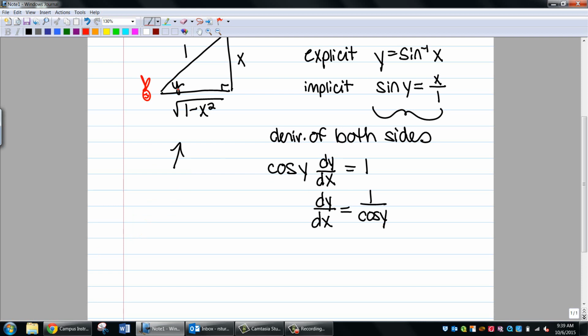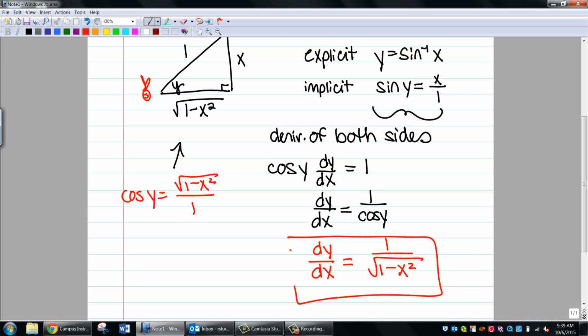So the cosine of y would be the adjacent, square root of 1 minus x squared, over the hypotenuse 1. Well, unfortunately, this is 1 over cosine y, which means we need to take the reciprocal of this. So that means dy dx is 1 over the square root of 1 minus x squared. And that is the derivative of inverse sine.